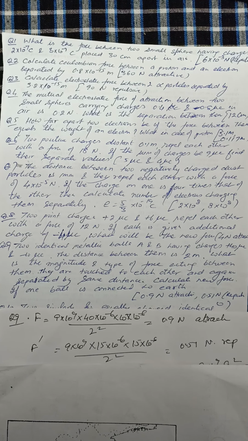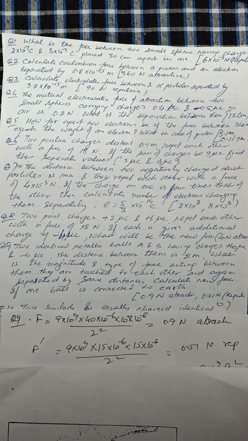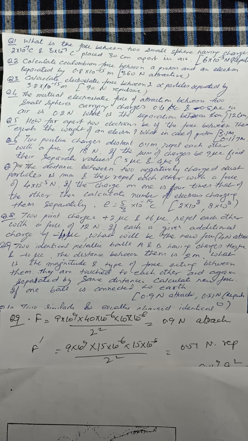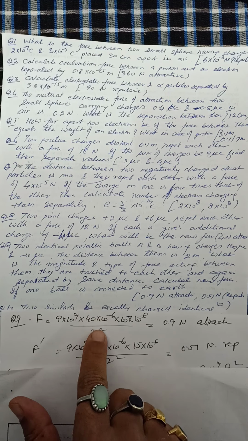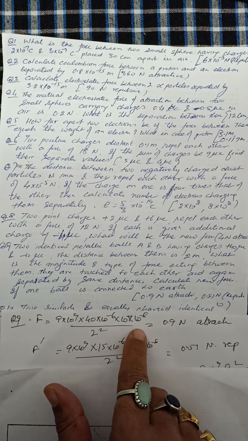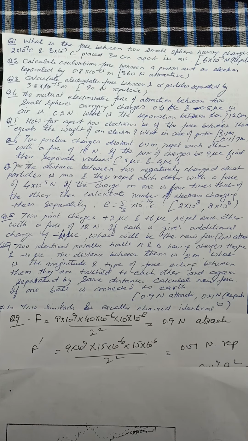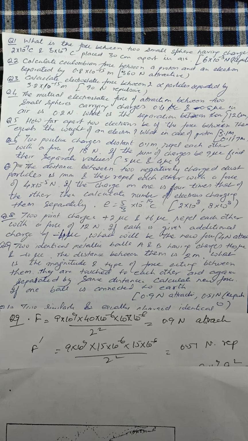Now question number 9, it is a very easy question. Two identical metallic spheres A and B having charges of plus 40 microcoulomb and minus 10 microcoulomb. The distance between them is 2 meter. What is the magnitude and type of force? So we just apply the formula F equal to 9 into 10 power 9 Q1 Q2 by R square. In place of Q1 we write 40 into 10 power minus 6. Q2 is 10 into 10 power minus 6, not using the negative sign. Distance is 2 meters, so we get 0.9 Newton attraction.